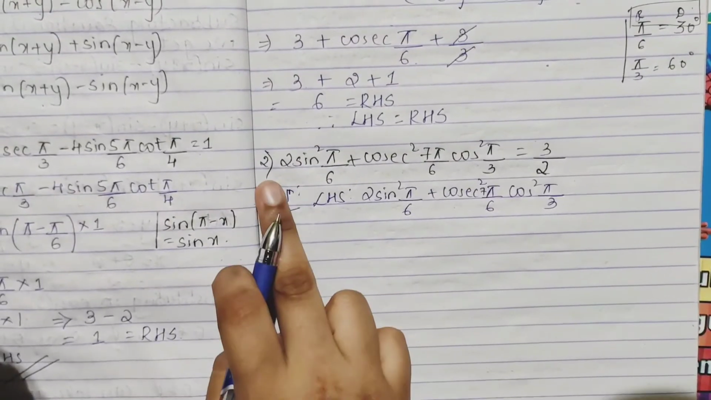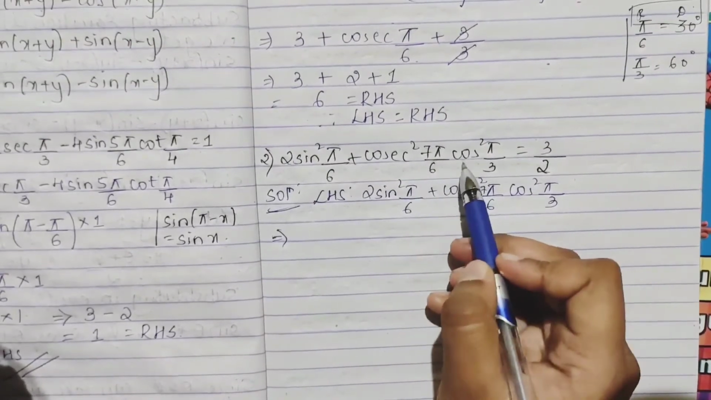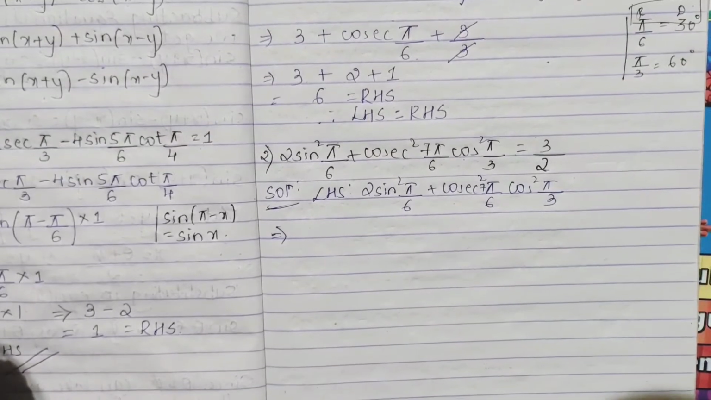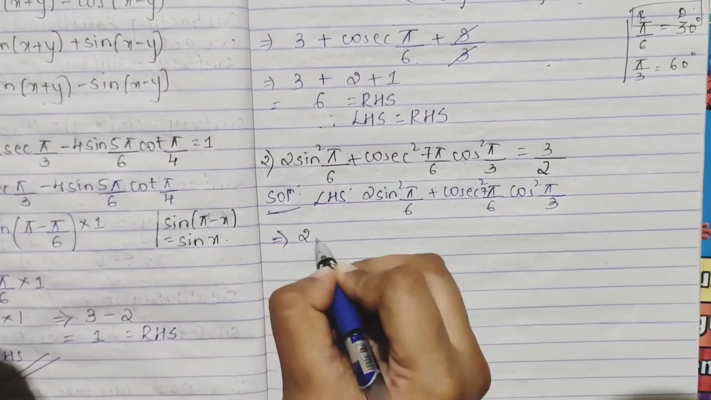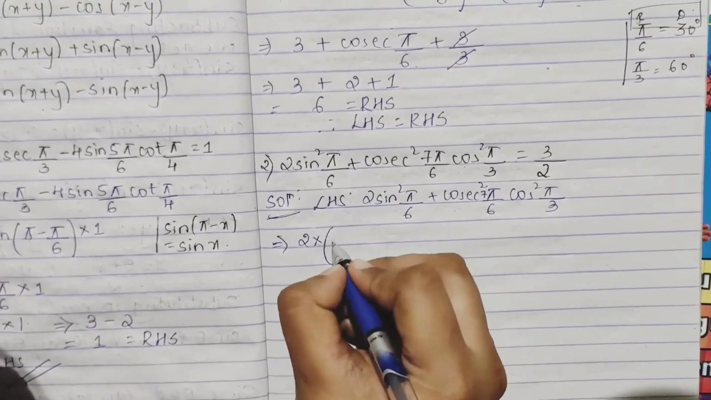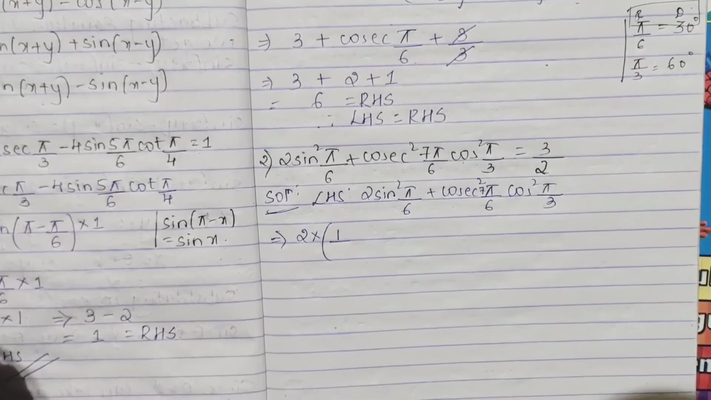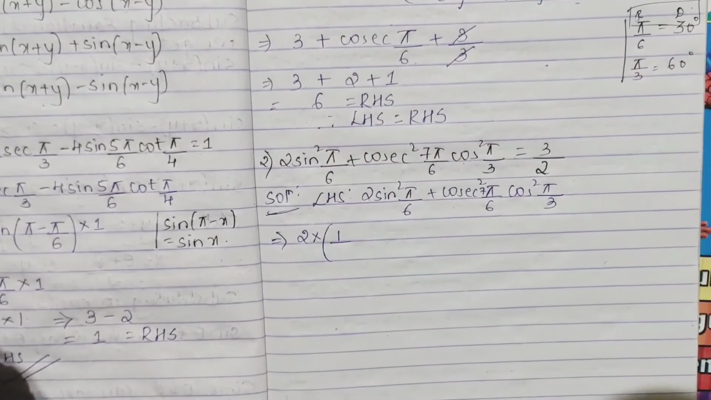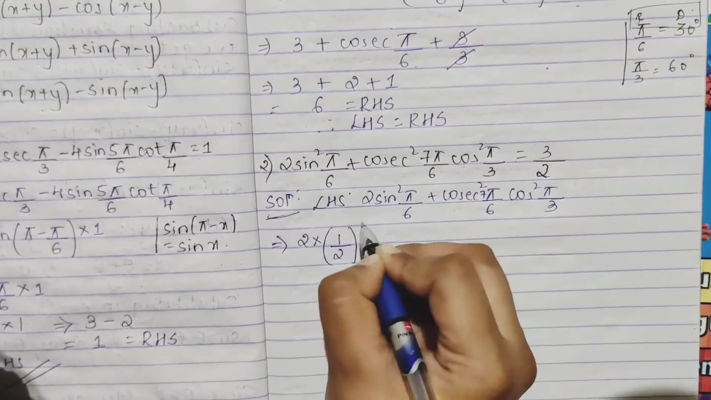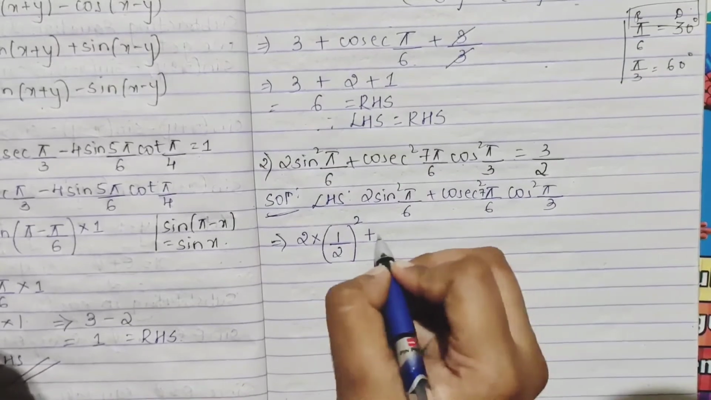So next question, I've taken the second one. 2 sin square pi by 6 plus cosec square 7 pi by 6 into cos square pi by 3 is equal to 3 by 2. Same way, consider your LHS part. So 2 sin square, so your sin 60, how much it is? Sorry, sin 30. I am only getting confused. Okay, please be proper. So sin 30 is 1 by 2, square it is, right? So this becomes square. See here it is cosec square 7 pi by 6.